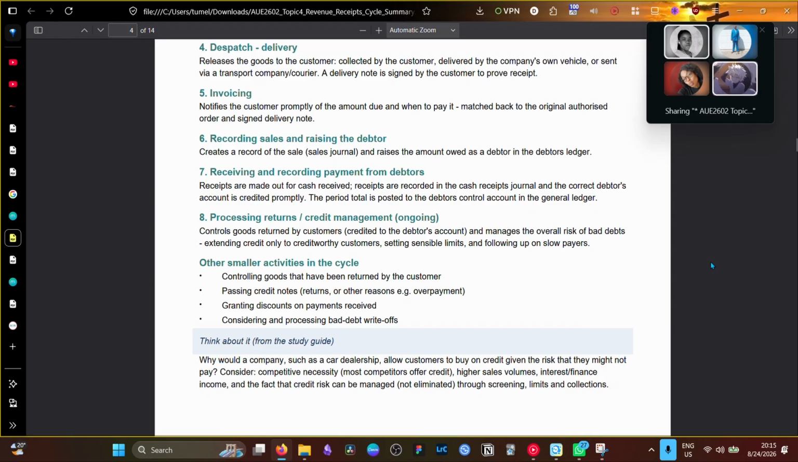What happens to the debtors control account? What's going on? Say that again. What's going on with the debtors control account? It's where you see who owes you money.